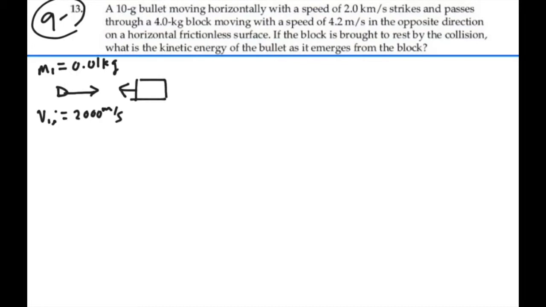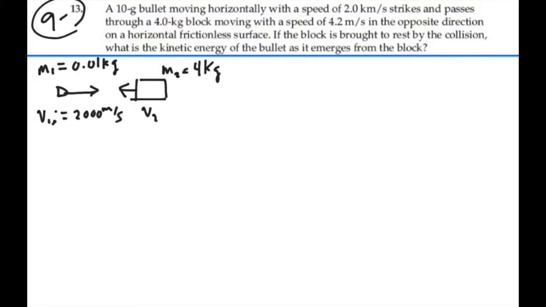Let's imagine what we have going on here. We've got a bullet moving to the right. Mass of the bullet, we'll call it m1, is 10 grams or 0.01 kilograms. Velocity initially of the bullet is 2,000 meters per second. It's going to collide with a block that's moving in the opposite direction. Mass of the block is 4 kilograms.